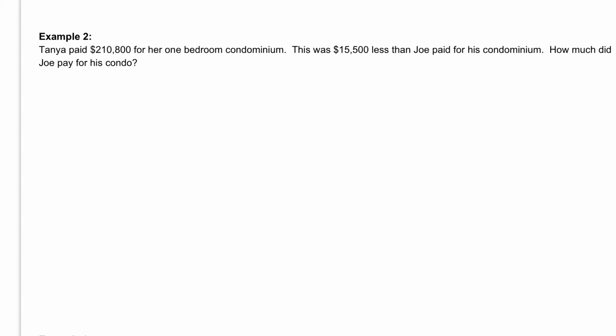In example 2, it says Tanya paid $210,800 for her one-bedroom condominium. This was $15,500 less than Joe paid for his condominium. How much did Joe pay for his condo?